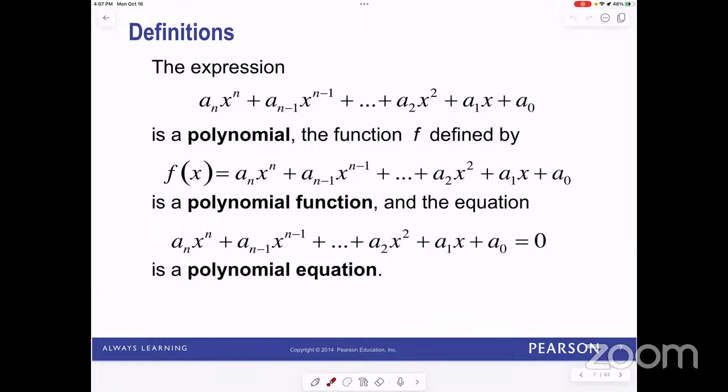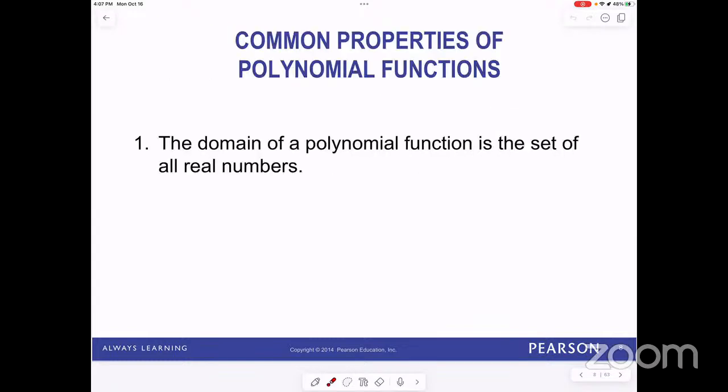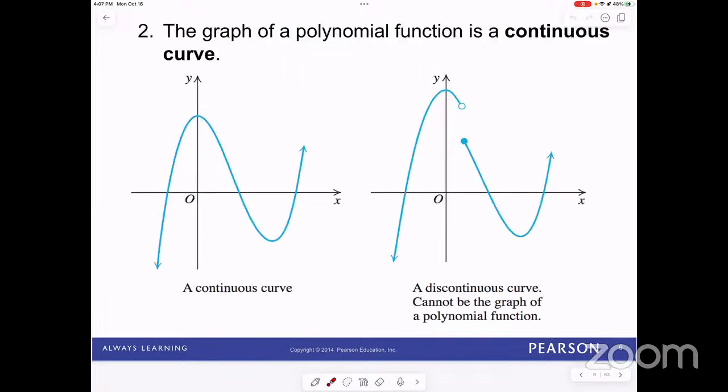So a few common properties of polynomial functions. 1, the domain of a polynomial function is the set of all real numbers. 2, the graph of a polynomial function is a continuous curve, right? There are no holes or gaps or breaks. So for instance, if we look at the image on the left, we can pick any point, and we can start to trace the graph in either direction.